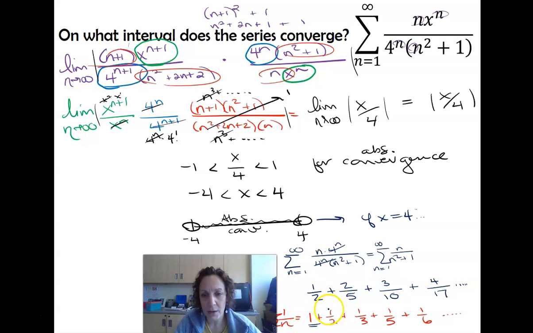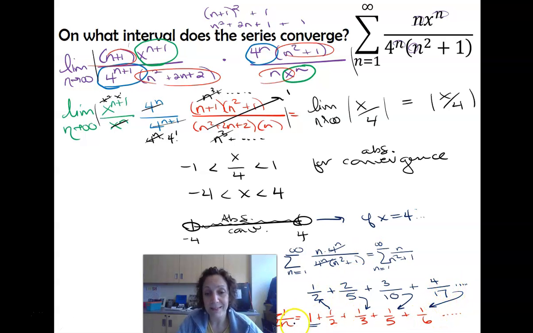Look at your terms. 1/2 is the same as 1/2. 2/5 is 0.4. That's bigger than 0.3 repeating. 3/10 is 0.3 repeating. That's bigger than 0.2. Your terms have to be something smaller than 1/4, and I'm going to be comparing it to 1/6. These terms are all going to be bigger than these terms, with the exception of this one sticking out here. But remember, all I need to prove is that all of my terms are going to be bigger than their counterparts down here.